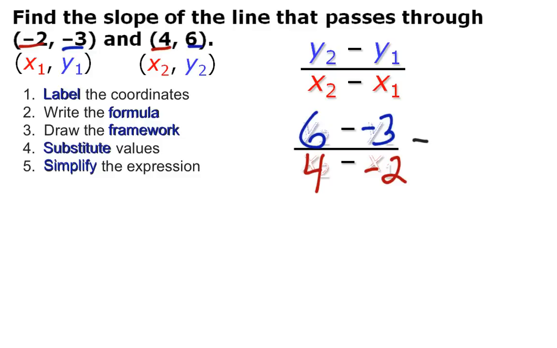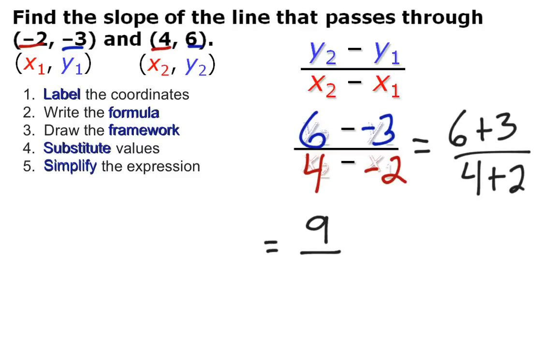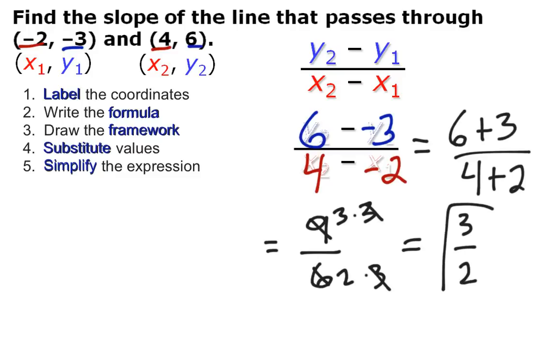and I'm going to rewrite 6 minus -3 as 6 plus 3, and I'm going to rewrite 4 minus -2 as 4 plus 2. This is going to then simplify. 6 plus 3 is 9 in the numerator, 4 plus 2 is 6 in the denominator. Oh, that fraction reduces, so if I divide top and bottom by 3, or the way I like to do this is, let's rewrite this as 3 times 3 over 2 times 3. I've got a 3 reducing out of the numerator and denominator, leaving me with the fraction 3 over 2. This then is the slope of the line that passes through those 2 points.